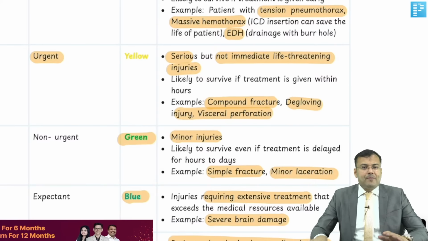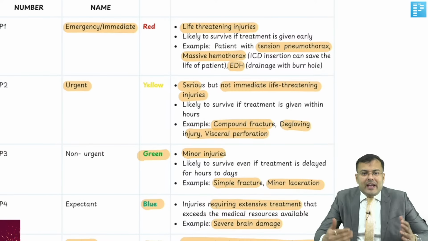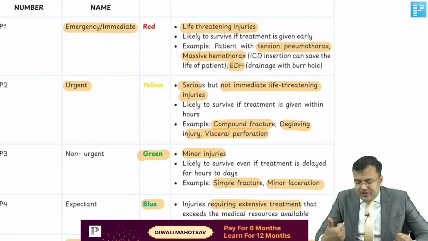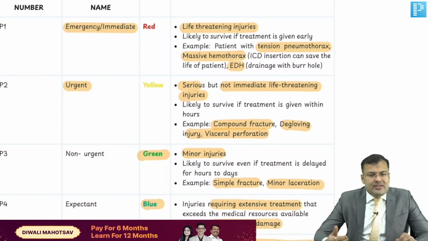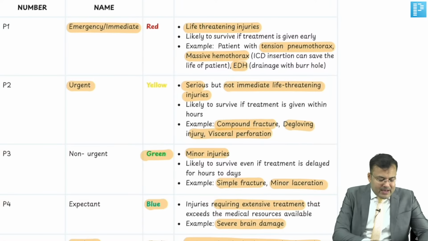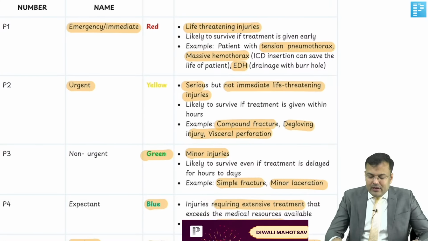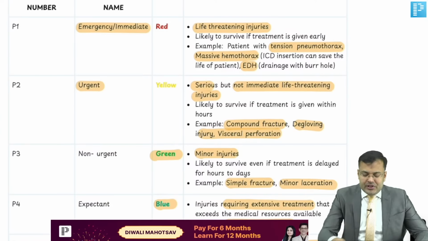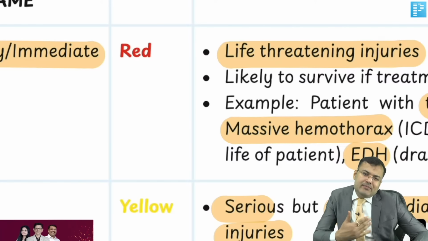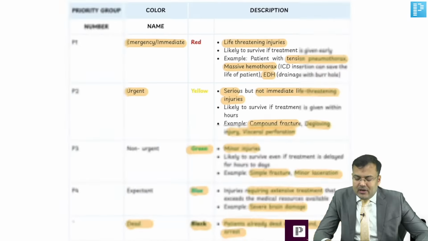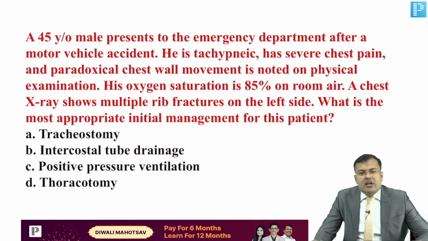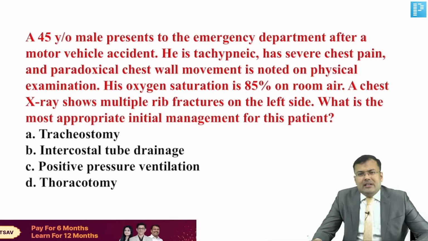So, what you have to remember? Yes, guys, you have to remember: emergency or immediate care for red, urgent for yellow, non-urgent for green, and expectant treatment for blue. And black is already dead or moribund. I am repeating again, we are expecting one question out of this triage. Either red or yellow will be given, and since blue has been added recently, you might get a question about blue also.